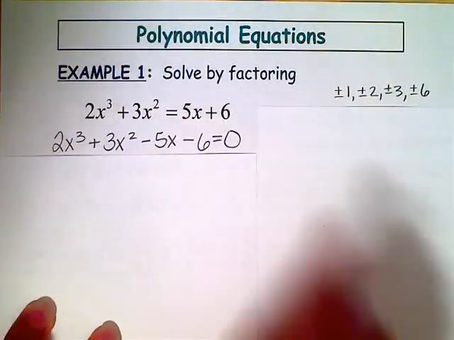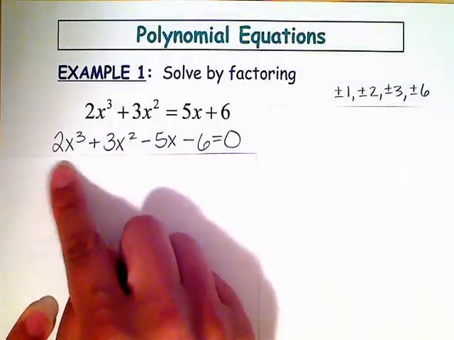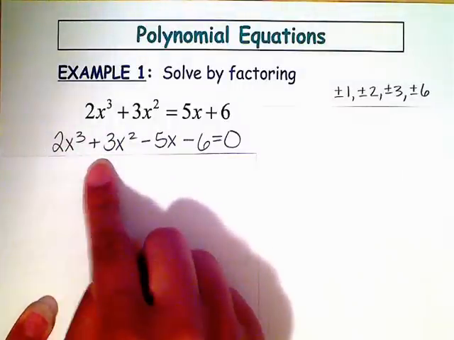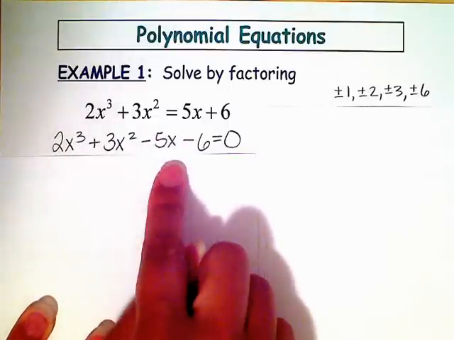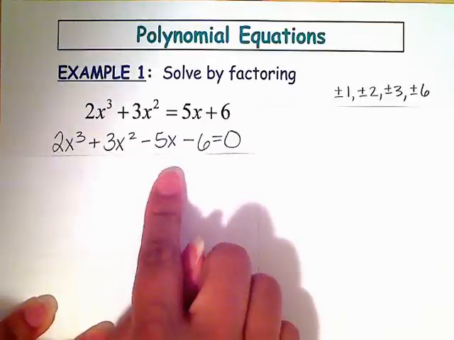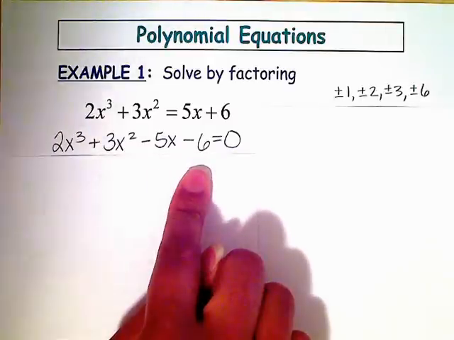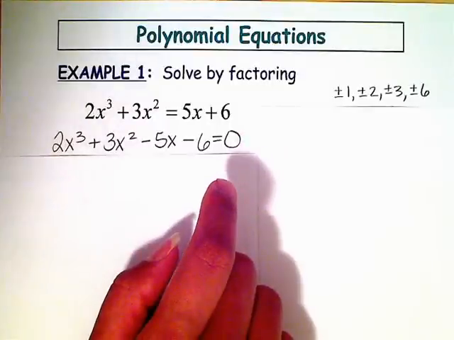So if I plug in positive 1 here, I get 2 times 1, which is 2, plus 3 times 1, which is 3. So far I have 5. Minus 5 times 1, which is minus 5. So far 5 minus 5 will give me 0, minus 6, and so that gives me negative 6. So I know that x equal to 1 is not a factor. So let's try x equal to negative 1.